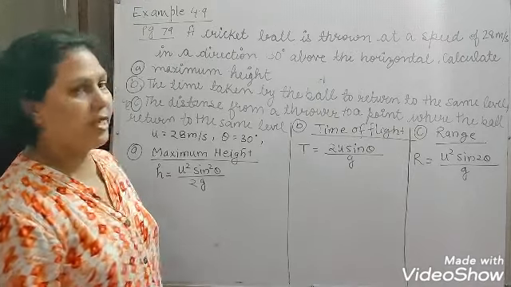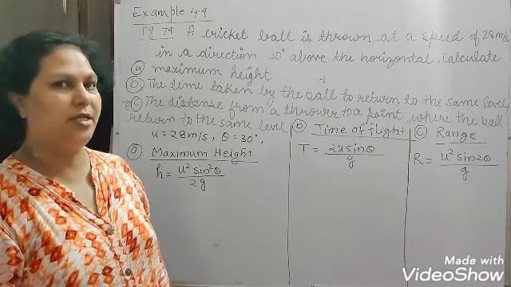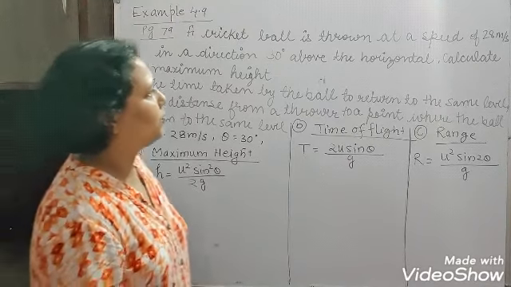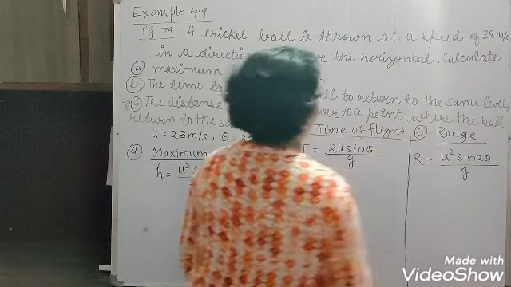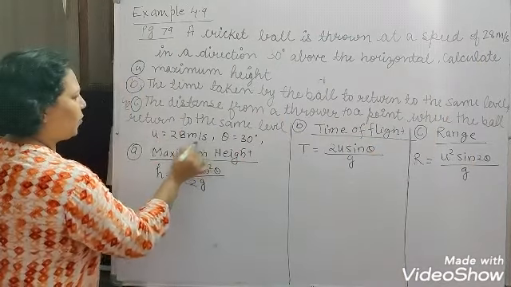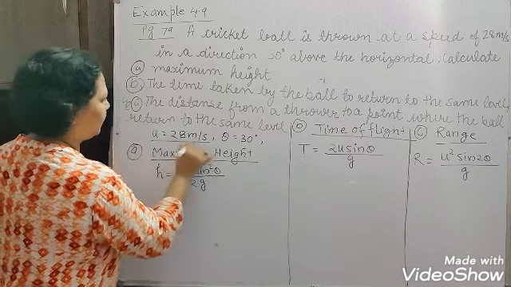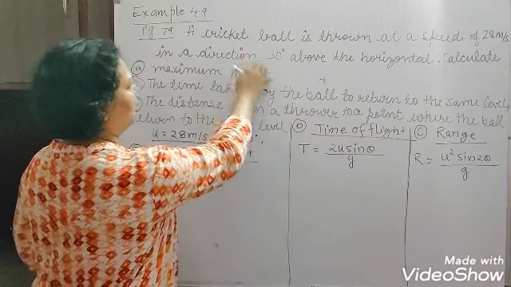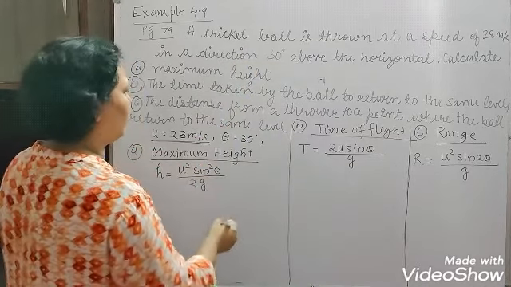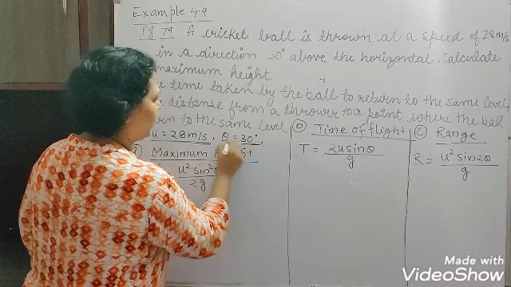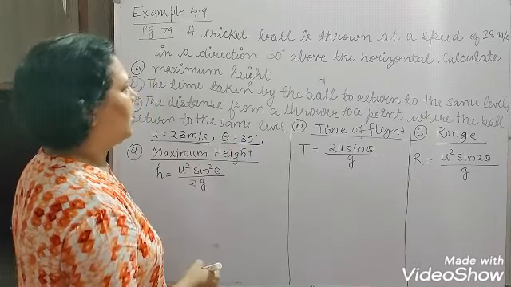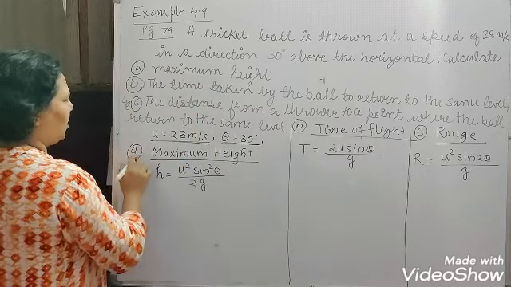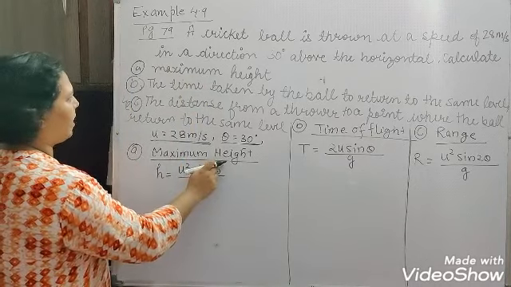Example 4.9 given on page number 79. The question given here is: a cricket ball is thrown at a speed of 28 meter per second, in a direction 30 degree above the horizontal. Speed is given, 28 meter per second, and angle theta is given here, 30 degree. Now we have to calculate the maximum height.